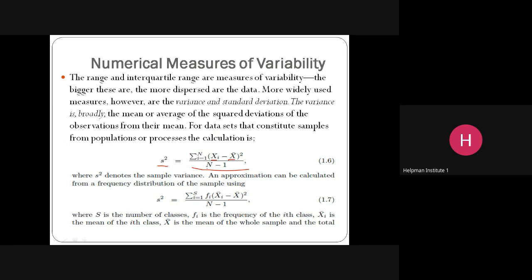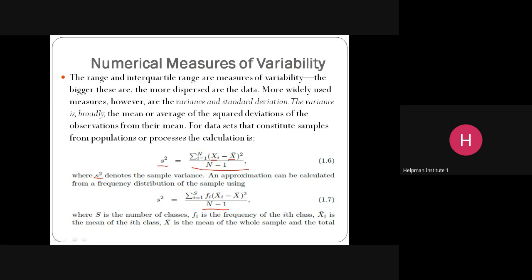So here S squared denotes the sample variance, and an approximation can be calculated from the frequency distribution of the sample, using this same formula. So if we want to get an approximation of the sample variance, we can also use the formula in 1.7 to get that. So here, s is the number of classes, f subscript i is the frequency of the ith class, and x bar i is the mean of the ith class.